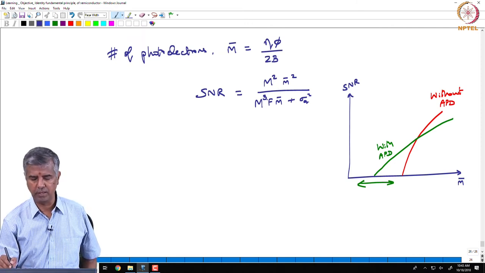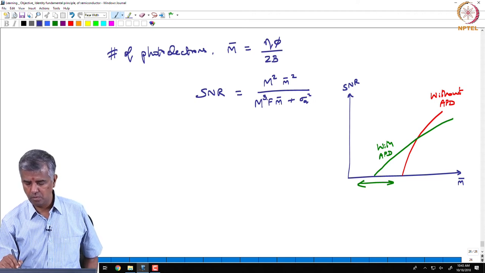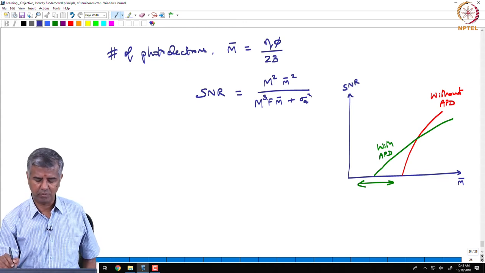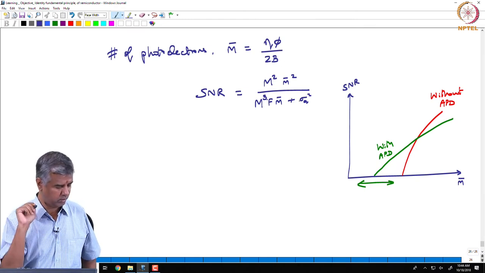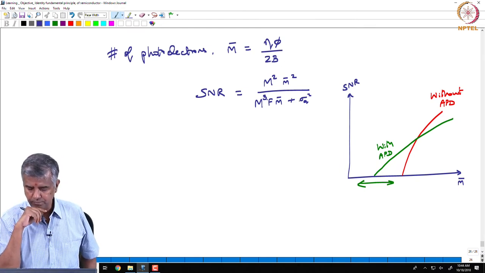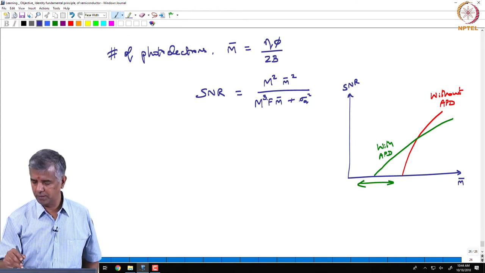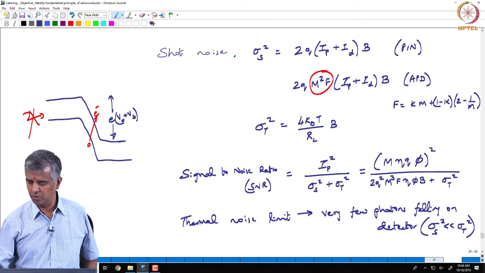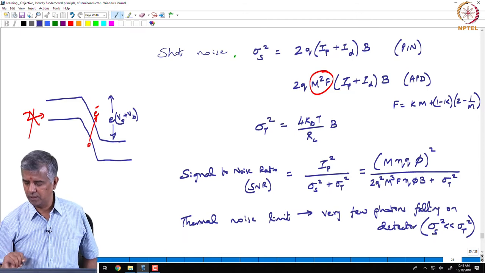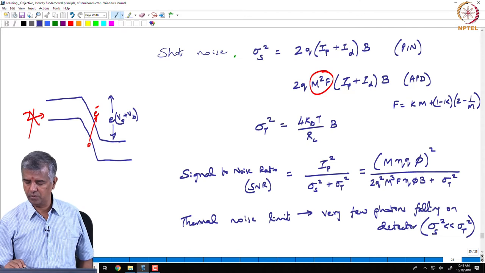So sigma q square is actually sigma t square multiplied by 2b, I think. I am not absolutely sure, but it is actually sigma t square multiplied by 2b is what it will come. If you just substitute, instead of eta phi, that factor m bar, then you will get this.